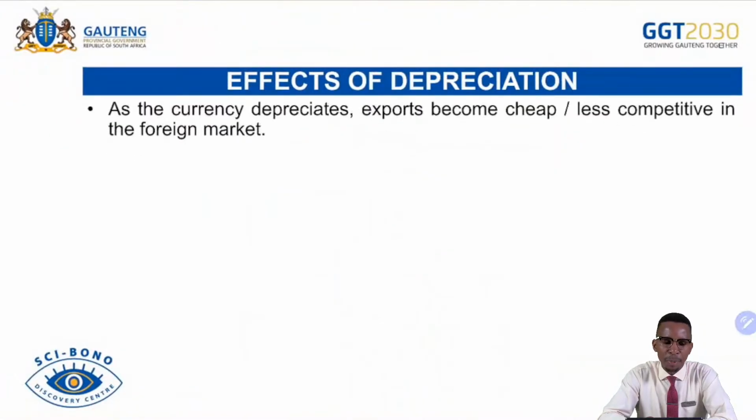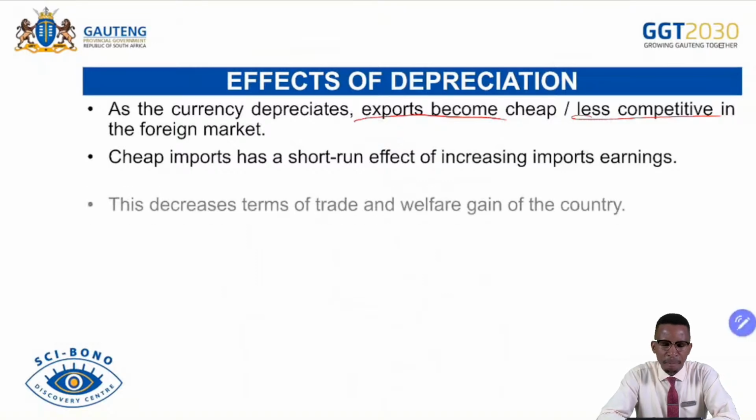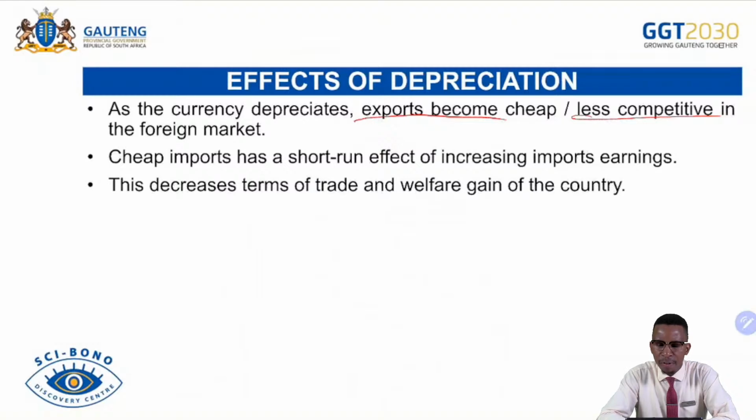What is the effect of depreciation? As the currency depreciates, exports become cheap or less competitive in the foreign markets. Our exports will be relatively cheap in foreign markets because our currency has depreciated or lost value. So there will be less foreign earnings. Cheap imports have a short-run effect of increasing import earnings. This decreases the terms of trade and welfare gain of the country. So there will be less terms of trade because our goods are becoming relatively cheap abroad.